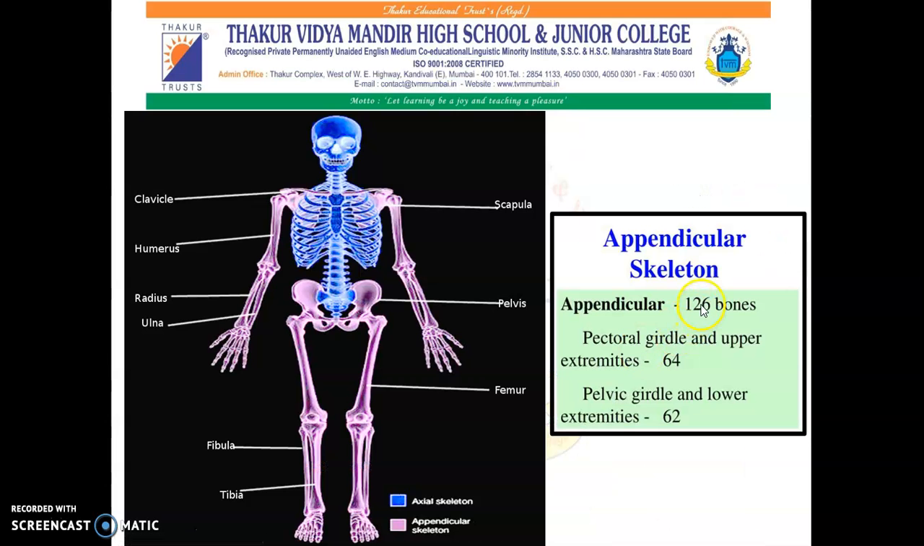In appendicular skeleton, there are altogether 126 bones, out of which 64 bones are forming the pectoral girdle and the upper extremities, whereas 62 bones are forming the pelvic girdle and the lower extremities. You can see over here in the picture, different names are there for different bones.